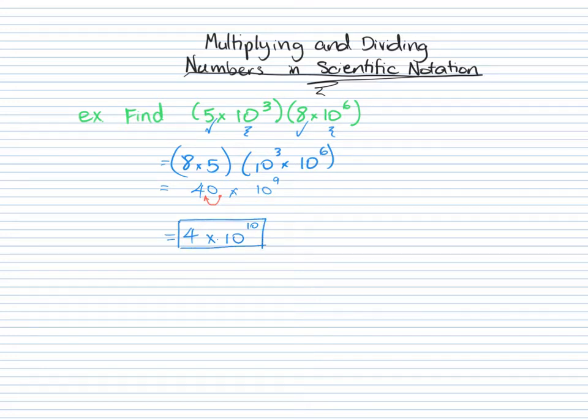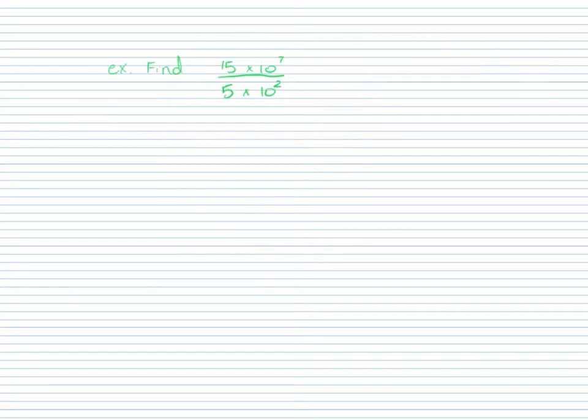All right, let's try one where we're dividing. Okay, so here we're going to think in a very similar way. We want to group the numbers that make it convenient for us to do this division. So here we have 15 and 5, and it's easy to divide 15 and 5 because those are just regular numbers. And here we have exponents with a base of 10. So it's easy to divide those numbers as well. So that's how we're going to group our numbers.